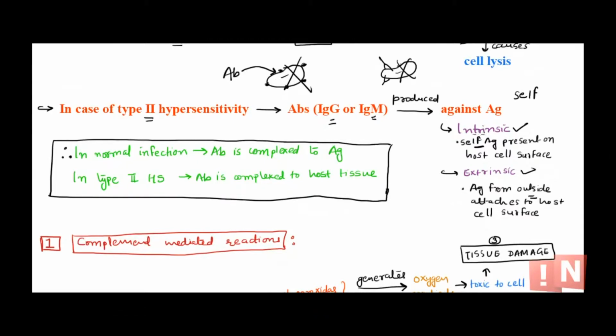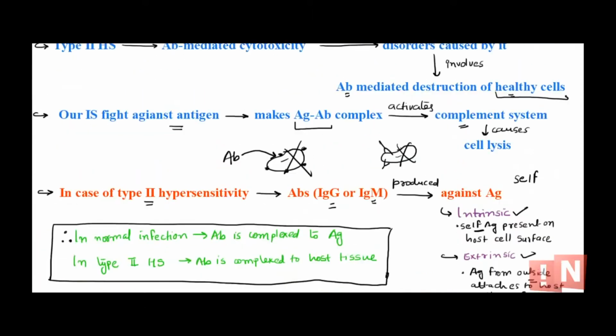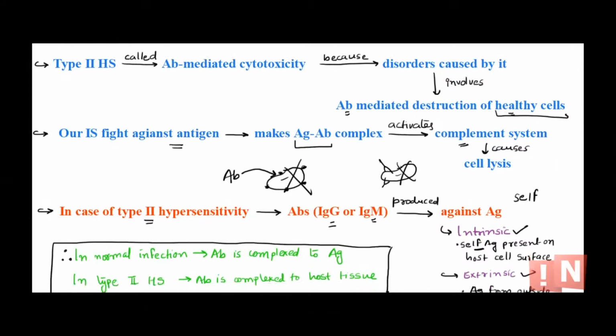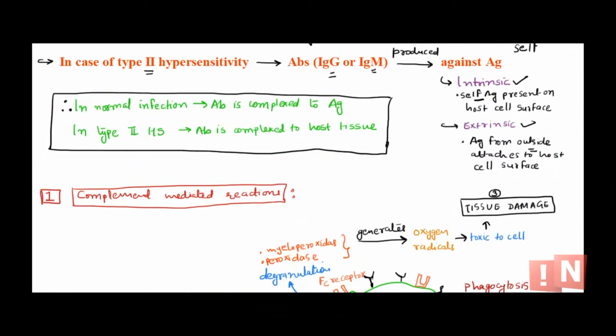So whether it is intrinsic or extrinsic antigen, whether it is your own or it has come from outside and attached to your cell, the final thing that your immune system is doing is killing or destroying your healthy cells. So that is what happens in case of type 2 hypersensitivity. Antibody mediated lysis of your own healthy cell, and we will see how it happens.